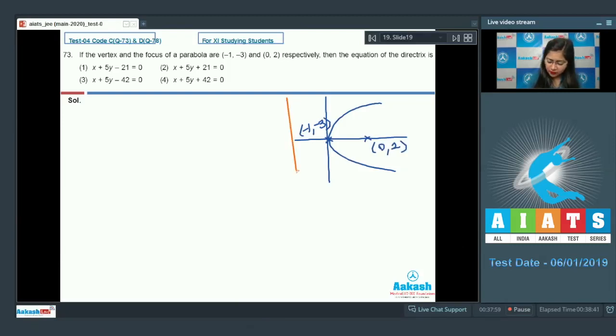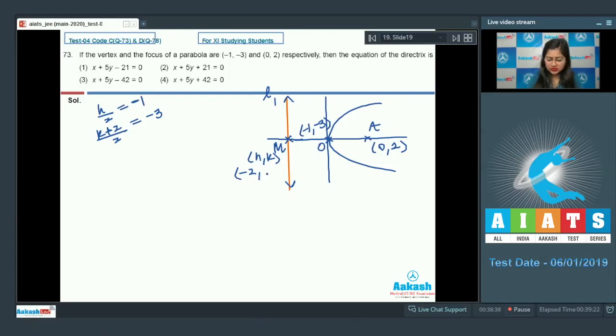Now we have to find the equation of the directrix. Let us say this is the directrix L1, right? So let us say the directrix is cutting the axis of the parabola at M. Let us say this point is O and this is A. Now we know that O will be the midpoint of AM. Let us say the point M is (h, k). So we can say that (h + 0)/2 is equal to -1 and (k + 2)/2 is equal to -3. So the coordinate (h, k) will be equal to (-2, -6 - 2), that is (-2, -8).